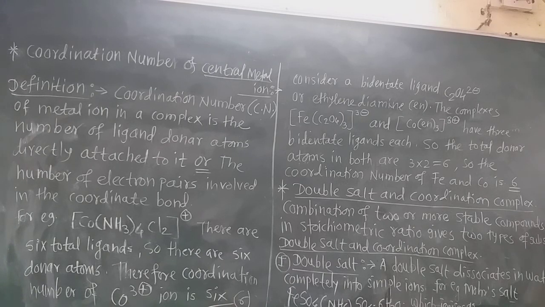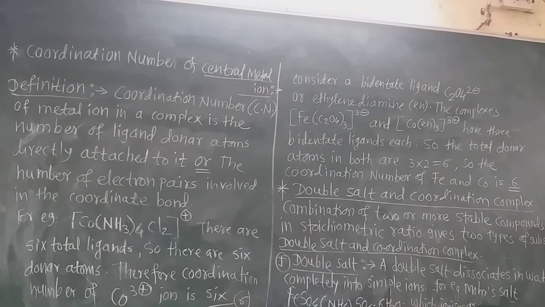So the coordination number of the metal ion in a complex is the number of ligand donor atoms directly attached to it, or the number of electron pairs involved in coordination bonds. If the ligands are only monodentate, then the coordination number is the same as the number of ligands. But if the ligands are bidentate, then just multiply by 2 to calculate the coordination number.